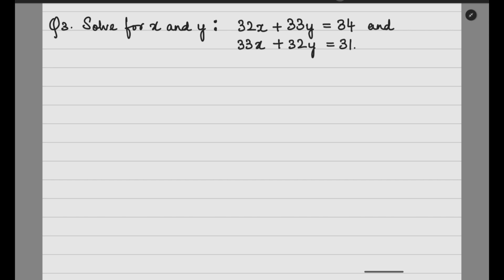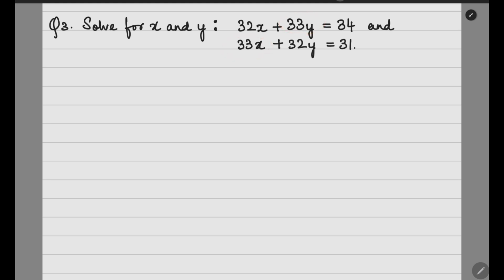Okay, this is again a very interesting question. You have to solve for X and Y. For such questions, what do you immediately observe on seeing 32x plus 33y equal to 34 and 33x plus 32y equal to 31? The very first thing, what do you observe when you look at the question? The coefficient of x in the first is the same as the coefficient of y in the second. The coefficient of y in the first is the same as the coefficient of x in the second.